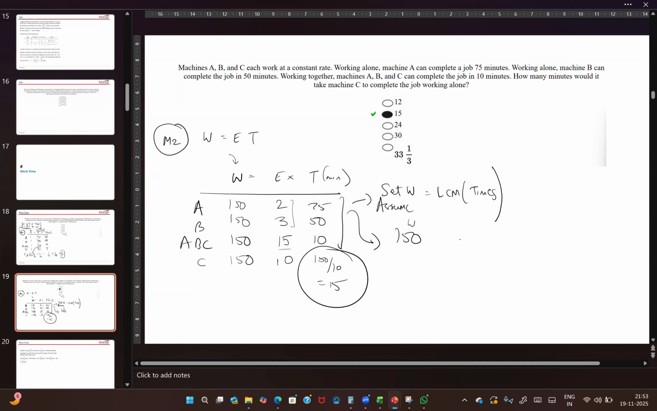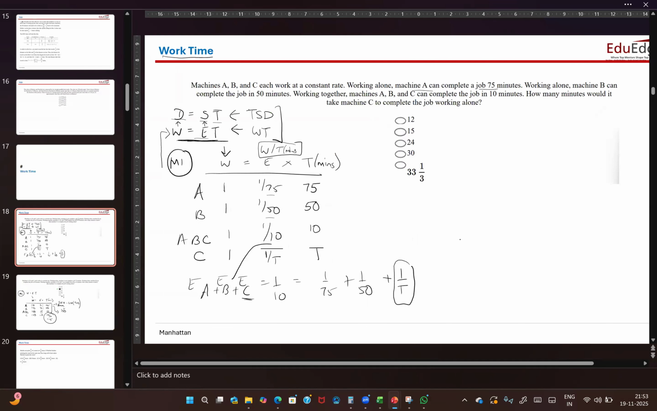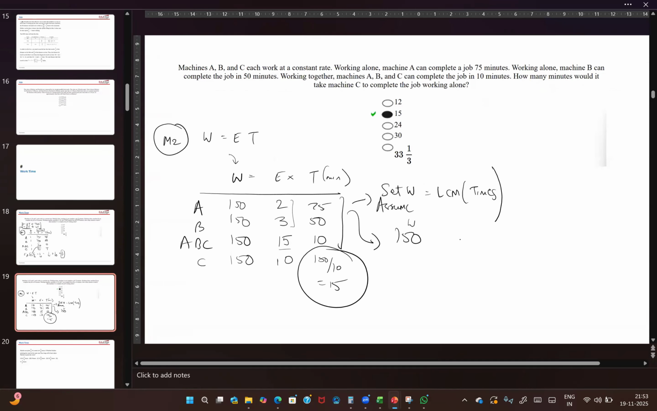Okay. So two methods. I'll go back to the previous slide again. One method in which we take work as unitary, which is one, and then we find efficiency in terms of a fraction, and then we work our way around with what we want and what we have. And method two is set up work as the LCM of times, which is convenient. Find the efficiencies, which are generally integers. And this is easier on the eyes and also easy to calculate. Okay. So these are the two frameworks.